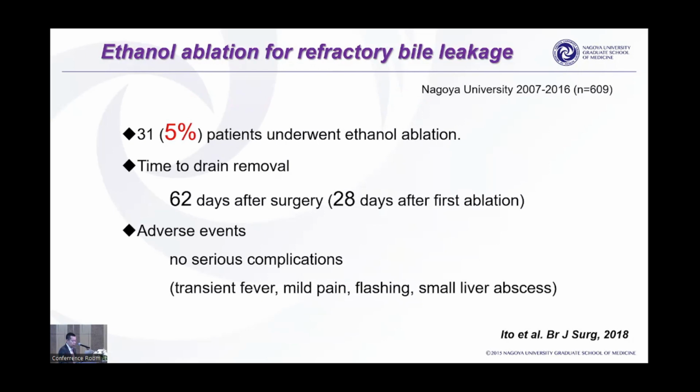Between 2007 and 2016, 31 patients, 5%, underwent external ablation. A median time to drain removal was 62 days after surgery and 28 days after first ablation. We experienced some mild adverse events, such as transient fever, mild pain, flushing, or small liver abscess, which was treated by antibiotics alone. No serious complications have occurred.